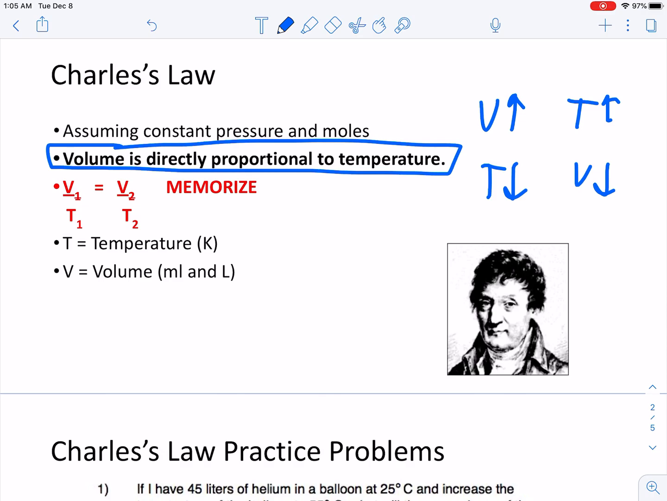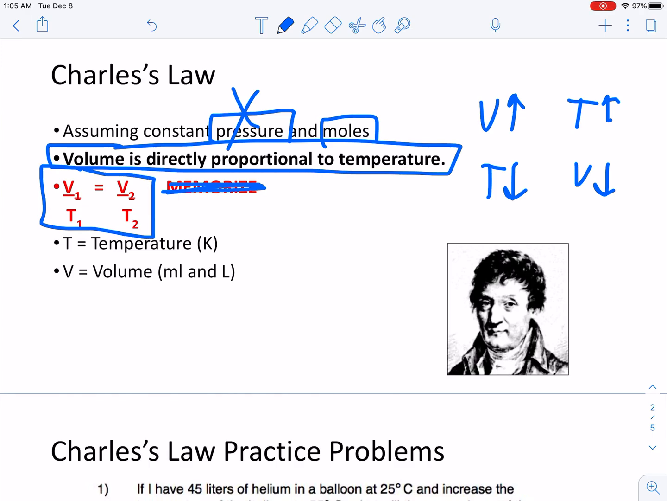Charles's law is assuming a constant pressure and constant amount of moles. So notice there's no P here, right? We are assuming that pressure stays the same throughout, as does the amount of gas. Again, don't need to worry about memorizing it. But here's the equation. V1 over T1 is equal to V2 over T2.